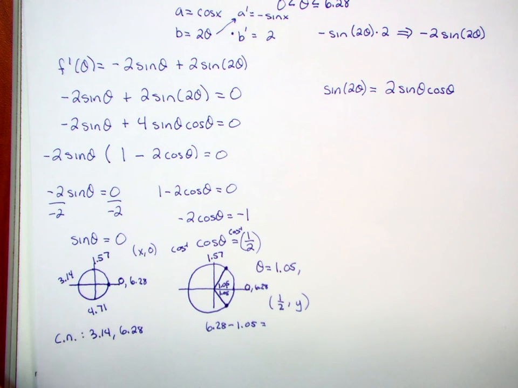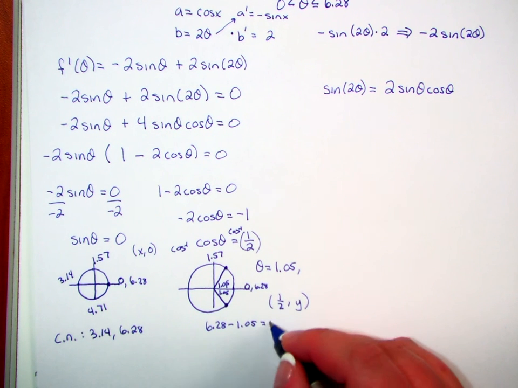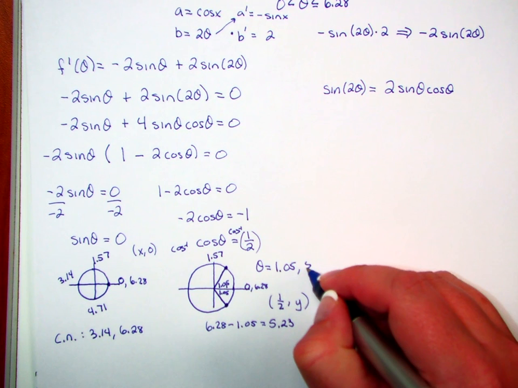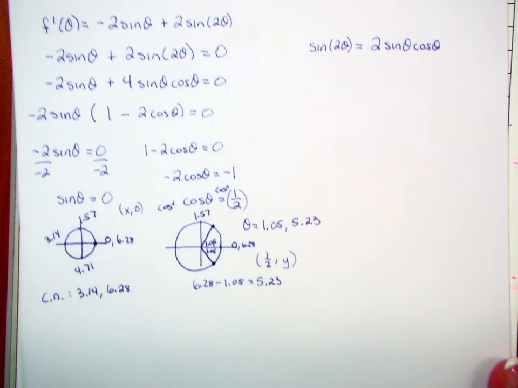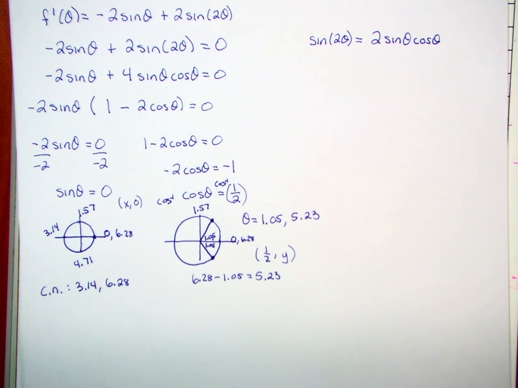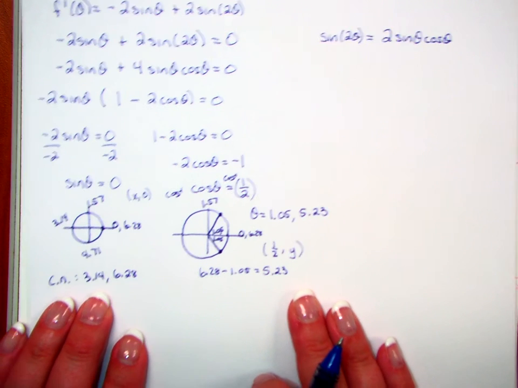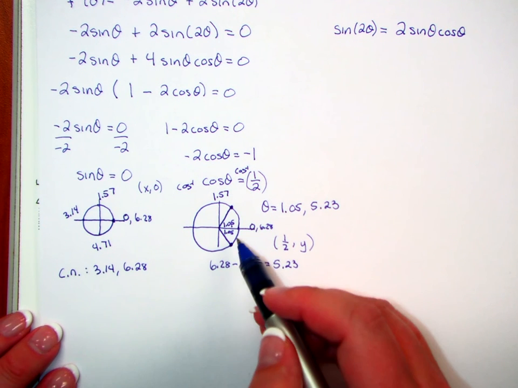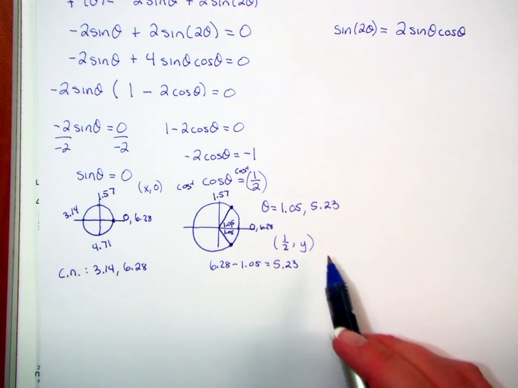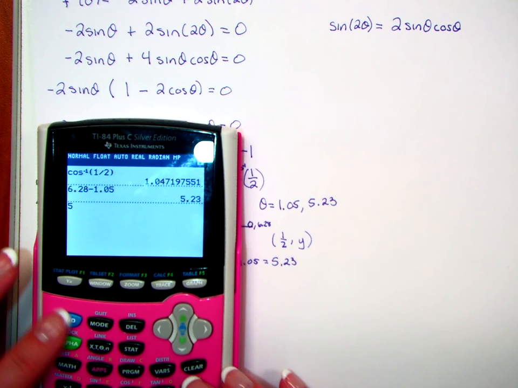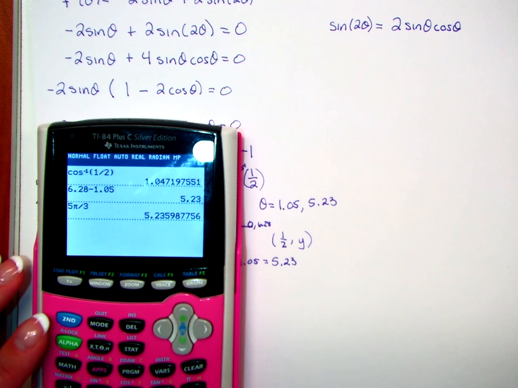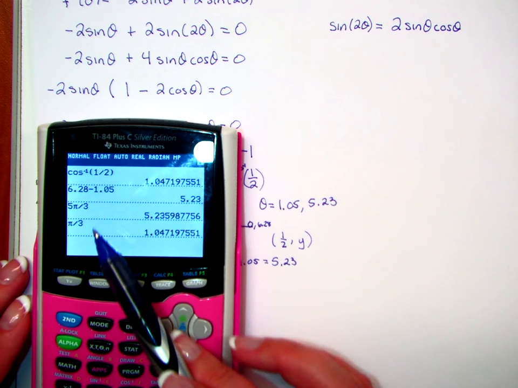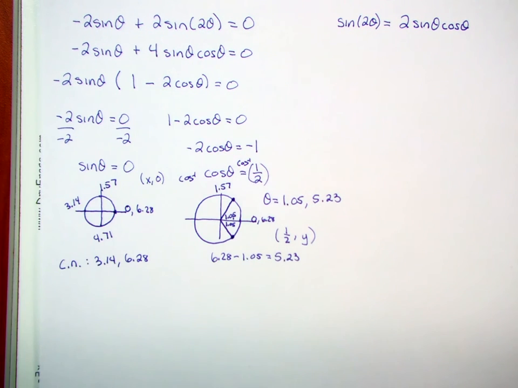6.28 minus 1.05 gives us a measure of 5.23. Okay, so these are our critical numbers in radians, or in real numbers without the pis, because they want everything rounded to 2 decimal places. We could have done pi over 3 and 5 pi over 3. If I were to do 5 pi over 3, it would equal 5.23. 1.05 is really just pi over 3. So we're getting the same radian measures here, we're just converting them to decimals.